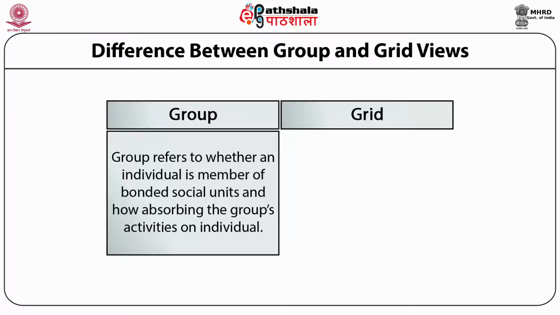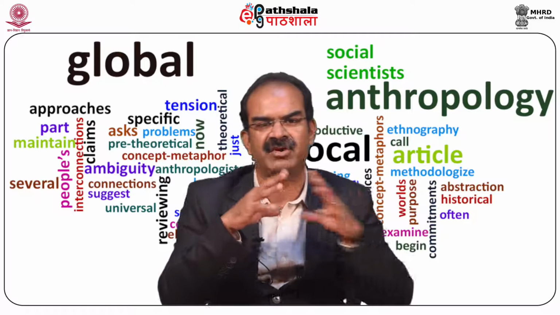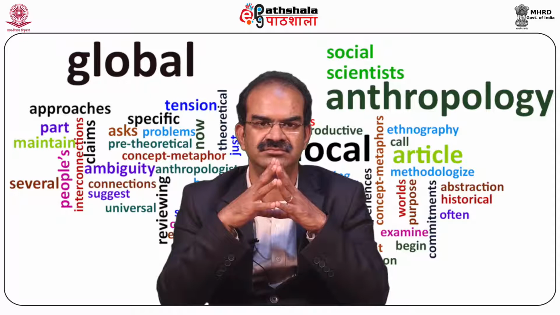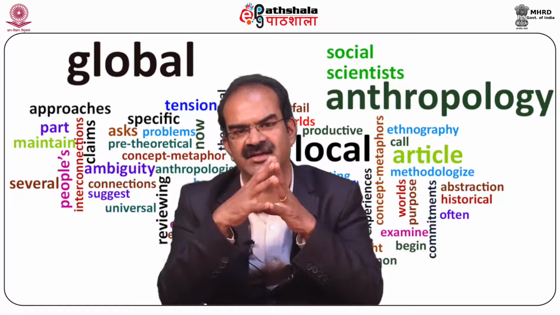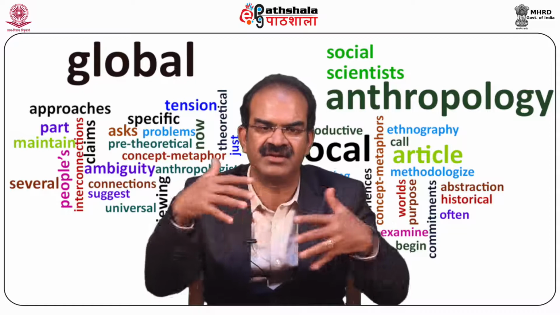On the other hand, the grid view says to what degree a social context is regulated and restrictive in regard to the behavior of an individual. In that sense, though I am a member of a society, how or to what extent is my behavior controlled and regulated? I will not come out of that grid. I will not come out of that mesh. Meaning that I am totally in terms of chains, that I should not cross over the kind of elements that have been embedded.